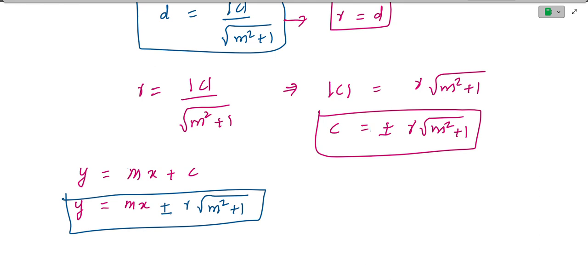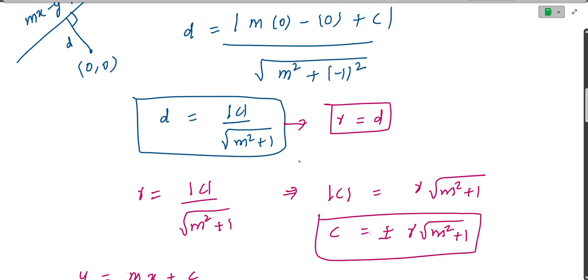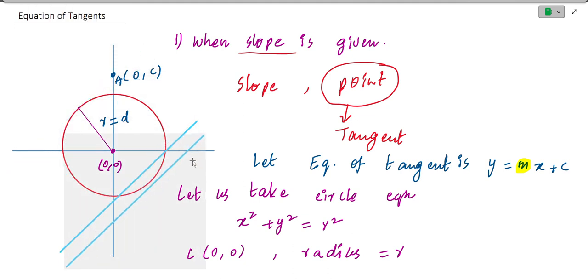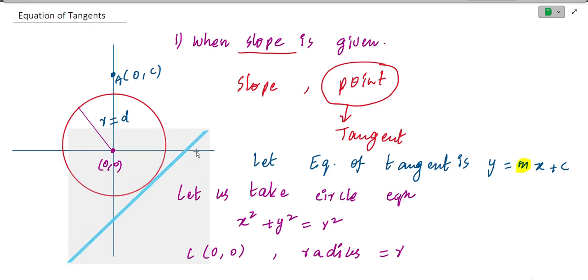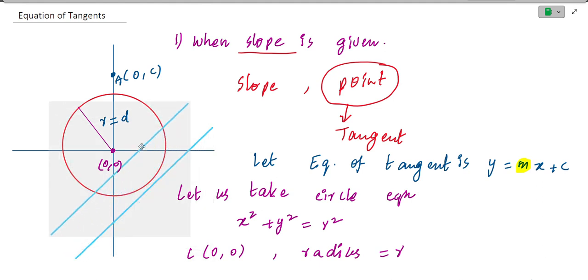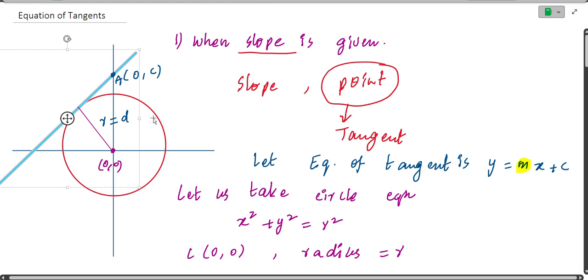So as we observe here, we have got plus or minus sign here. If we observe from the diagram also, we can see that there are two tangents possible. One is here, the another one is here. So for this tangent the value of c will be here. So that is why I'm getting the plus or minus sign here.